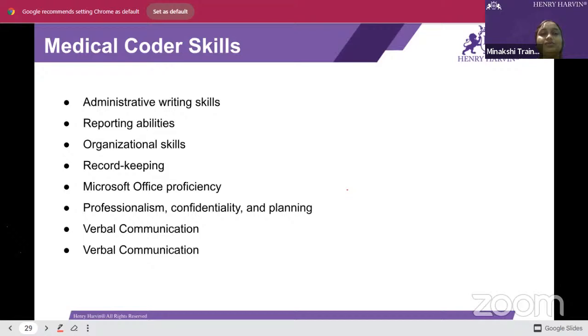So next we will be coming to some other skills a coder must have. Other skills in the sense, it is kind of your soft skills. So what is that? Administrative writing skill, reporting abilities, organization skill, record keeping, Microsoft Office proficiency, professionalism, confidence, planning, verbal communication. So these all are very, very important. I must tell most of the students to work on verbal communication, confidence and planning. This is the very basic thing. One is verbal communication, then planning, then confidence. These three things are very, very important.